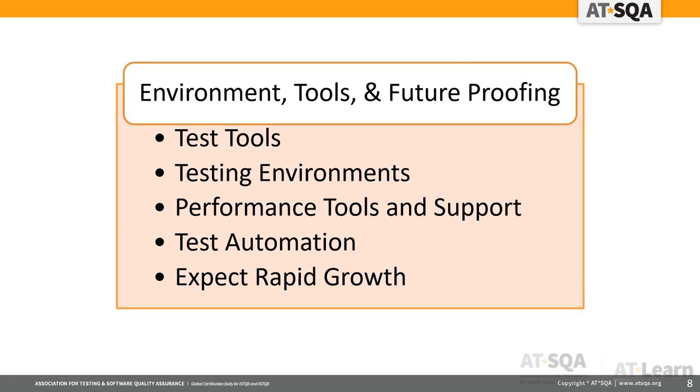And for the third micro-credential, we will go over the items as follows. We will look at some API test tools that you may use when doing your testing. We discuss different test environments and considerations around testing in different environments. We highlight performance tools and what kind of support some of those tools may have. We also talk about test automation and talk about how to expect rapid growth in the API space, as APIs do tend to grow quickly.